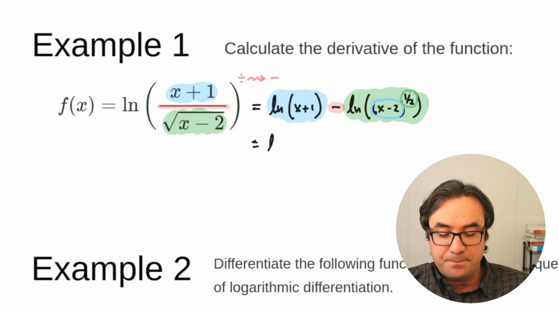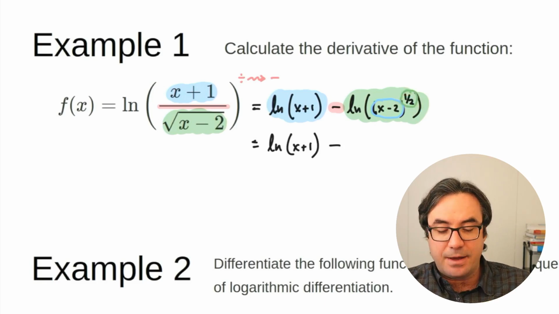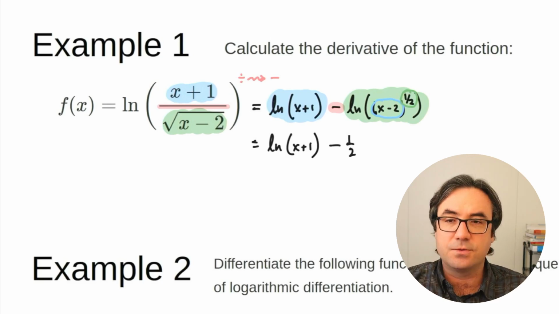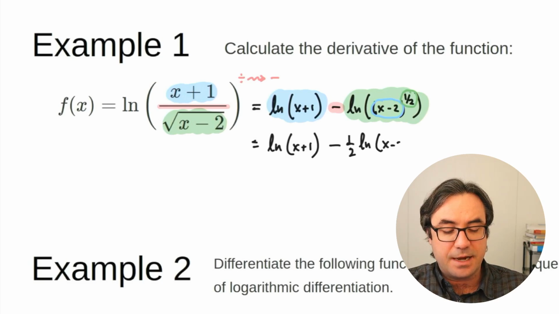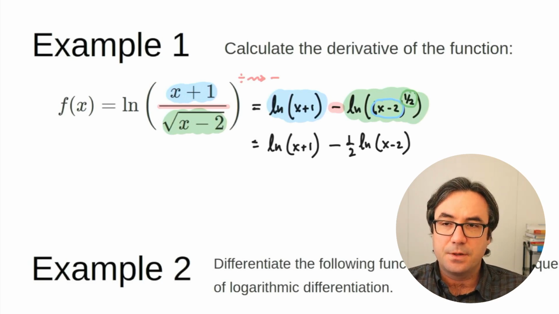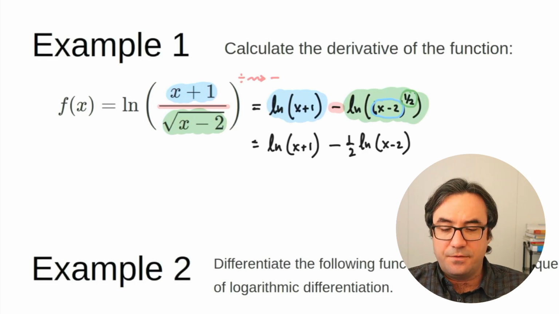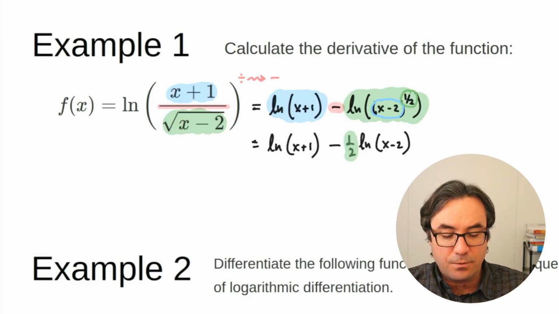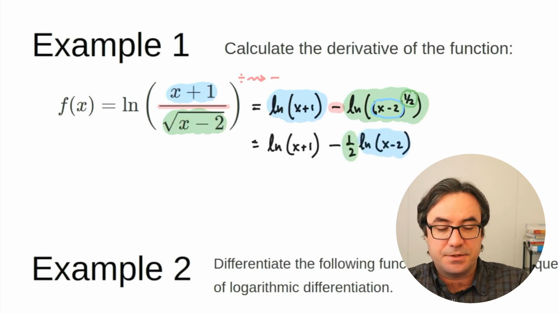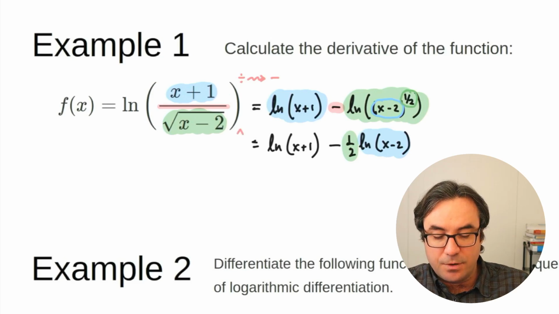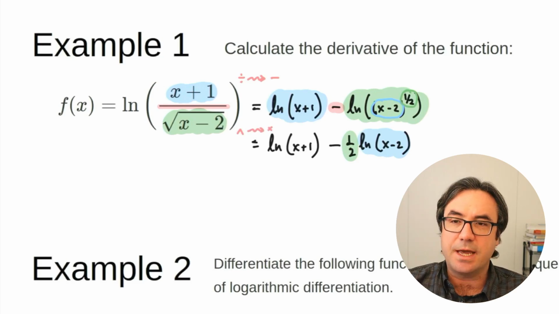So if we do that, the first natural log term is going to stay the same. And then let's bring that 1/2 and put it in front. So we'll have minus 1/2, and then natural log of just the x minus 2. Again, all of this is just rewriting using our log properties. For the second one, we rewrote the exponent as constant multiplication.